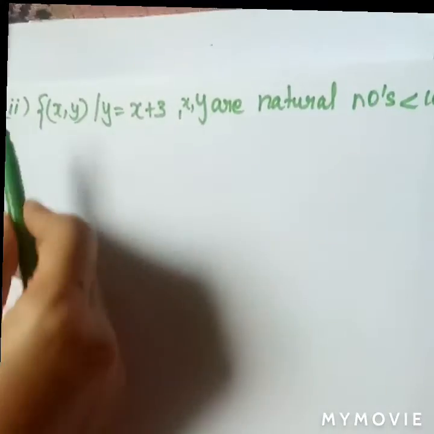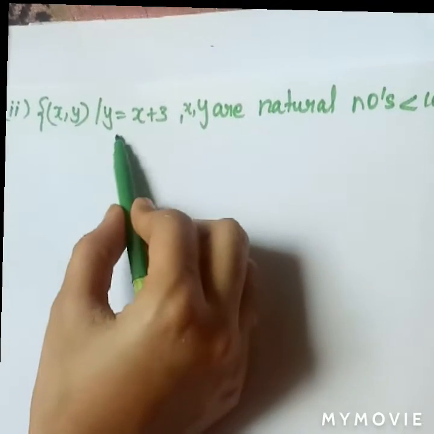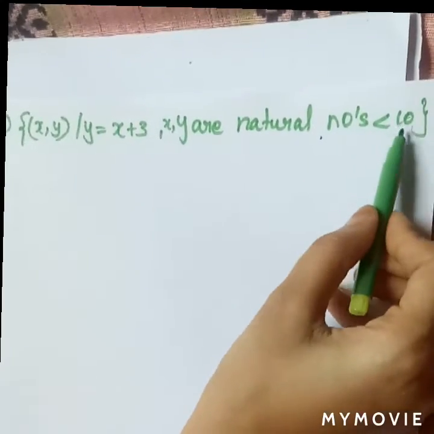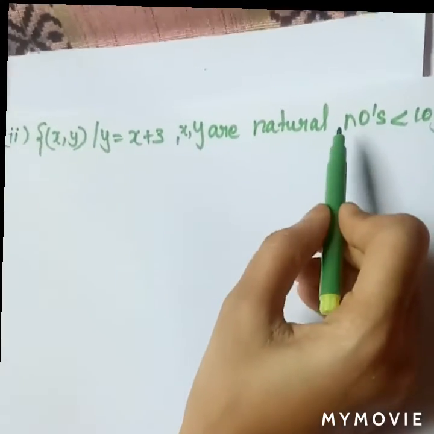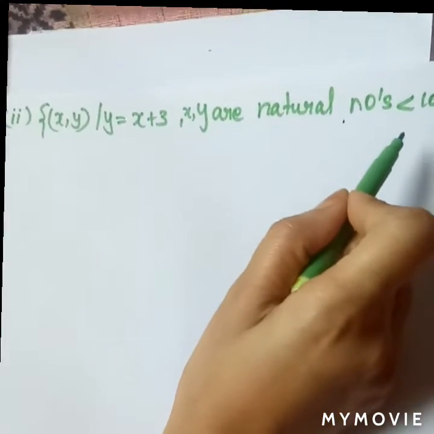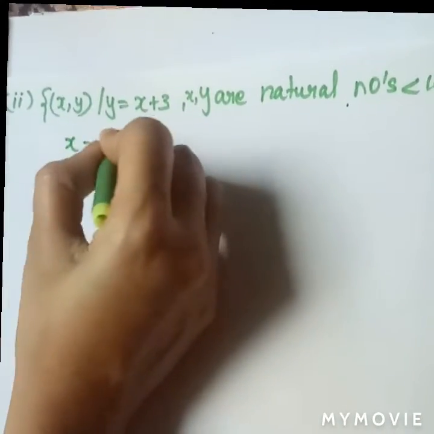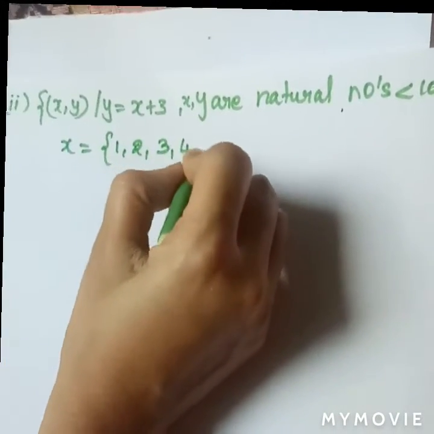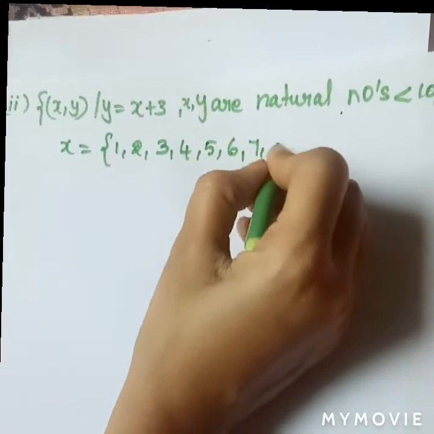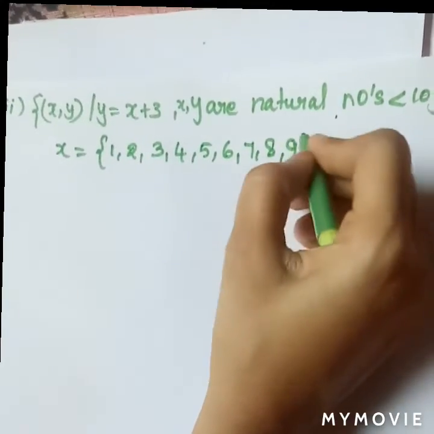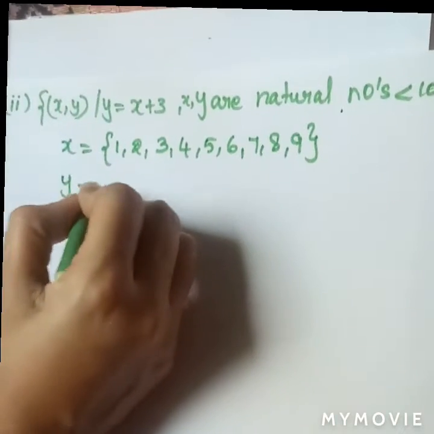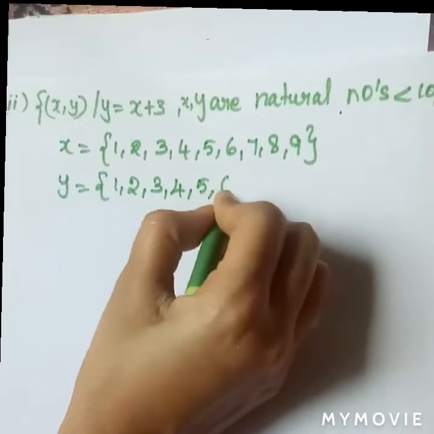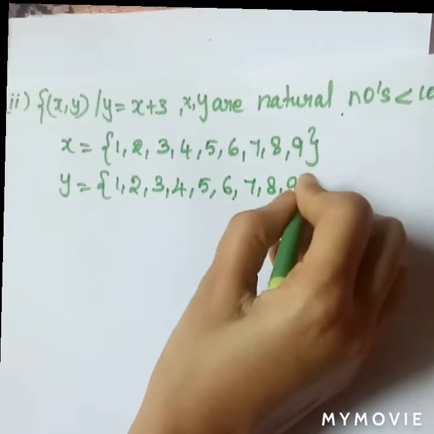Question number 4, second subdivision. X, y. Y is equals to x plus 3. X, y are natural numbers less than 10. Natural numbers means the number which starts from 1. X is equals to, write the set 1, 2, 3, 4, 5, 6, 7, 8, 9. Less than 10, so no need to write the 10. Y is equal to 1, 2, 3, 4, 5, 6, 7, 8, 9.